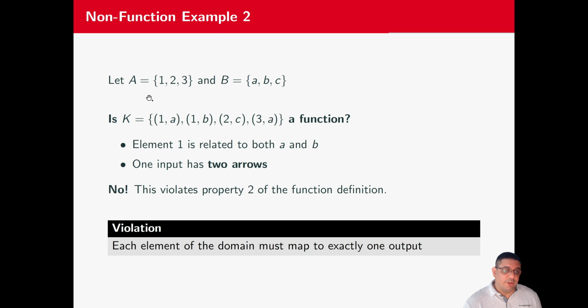So there's one element in the domain that has no image, and that's violating property 1 that we previously defined. This is another example here of not a function. Notice that 1 is going to both a and b. So the element 1 is related to both a and b. So one input has 2 arrows. One input has 2 elements on the other side. So this violates property 2, the function definition, and it doesn't work out as a function.